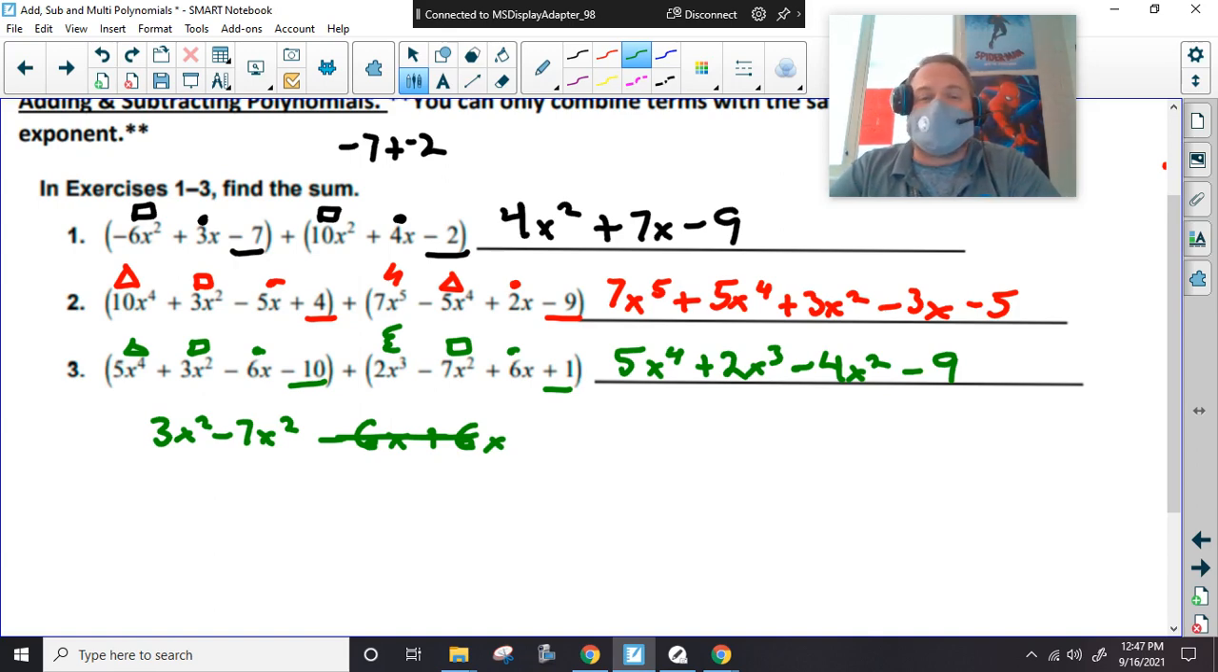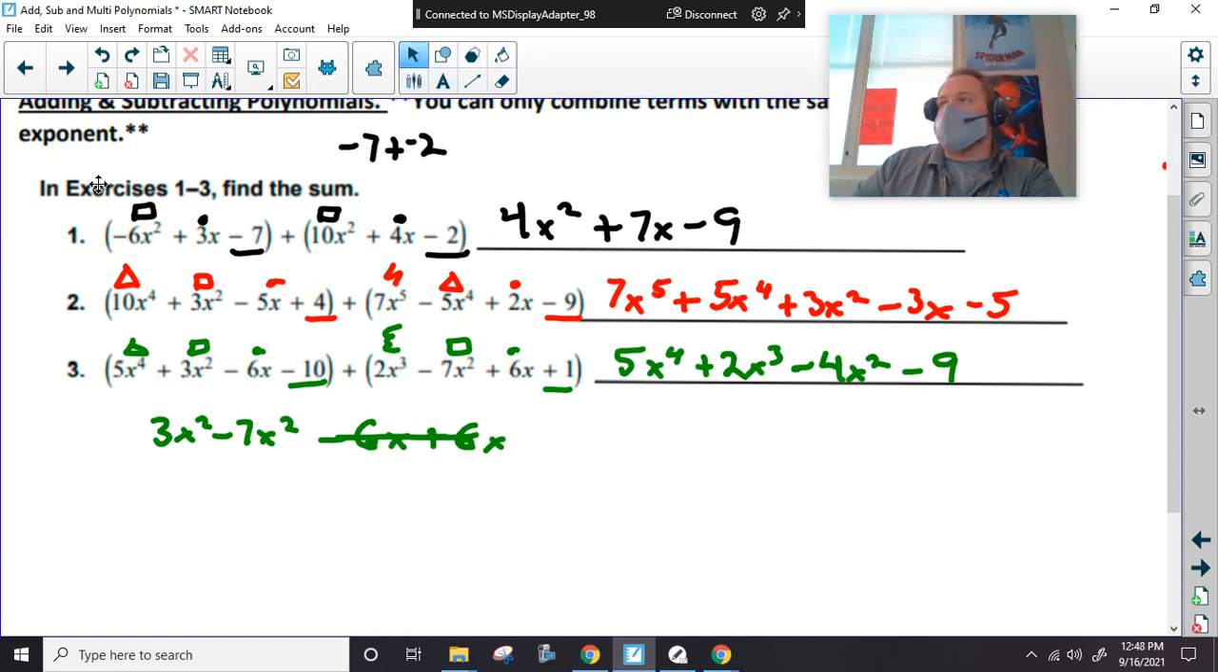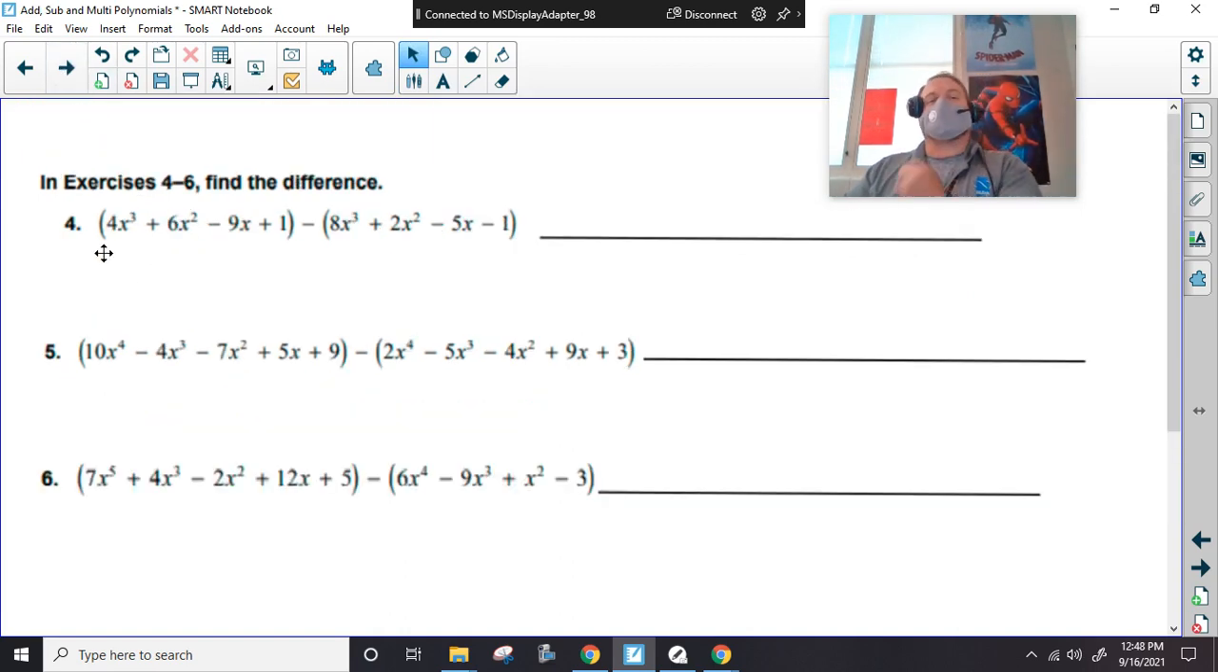All right. So again, we're just combining like terms. This is stuff you should have had in Algebra 1. Of course, we've all slept. Some people have made poor life choices since then, so you may not remember. All right. We good through 3? Yeah.